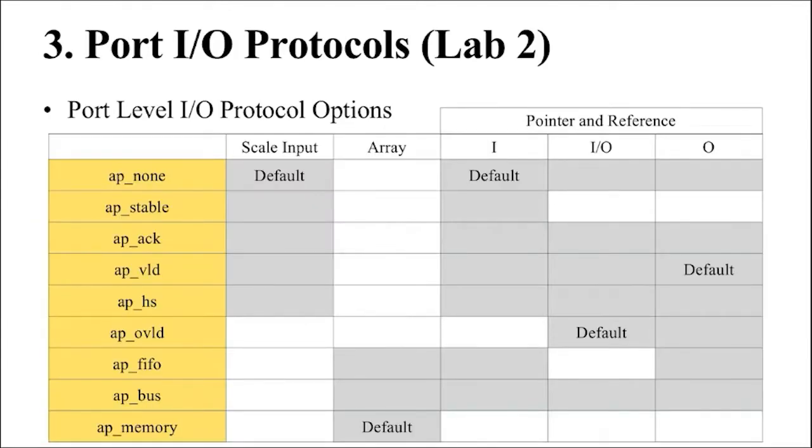This table shows the relationship between function arguments and port protocol. And the block in gray means that that kind of protocol is supported for this type of function argument. And each function argument has its own default protocol. Okay, this table is copied from the HLS textbook.